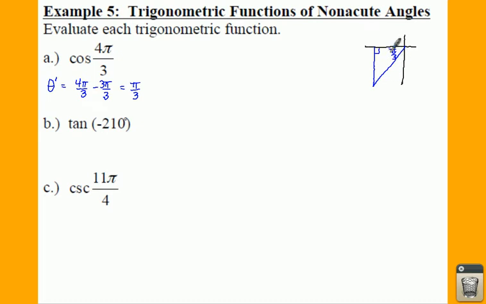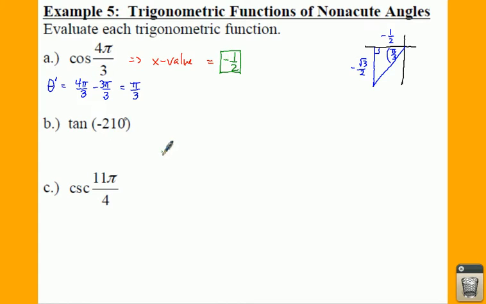Well, if that's a pi over 3, that means a 60-degree angle. That means this is radical 3 over 2. This is a 1/2, and since we're in the third quadrant, both of these are negative. So if we want to figure out the cosine, our cosine is your x value. Then you would say the cosine of 4 pi over 3 is just a negative 1/2. And you get that answer.